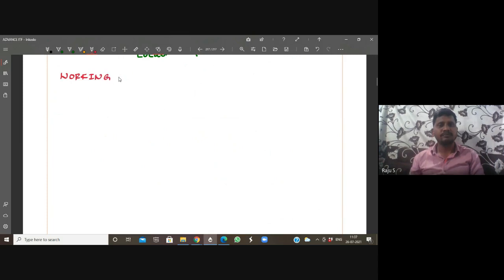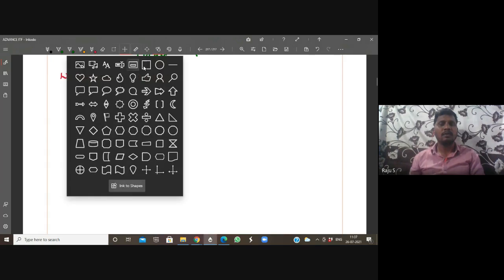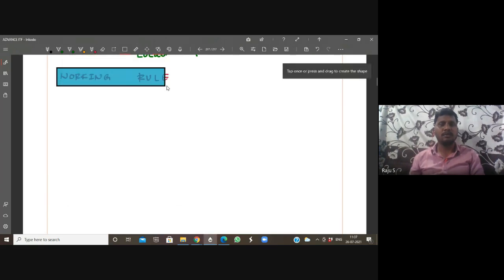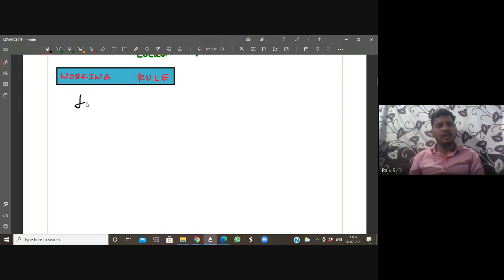Working rule. Now I'm going to explain. First, let f of x be the given function in an interval. It may be an open interval or a closed interval. f of x is defined in the interval a comma b. Now I want to check whether the given function has a maximum value or minimum value in the given interval.